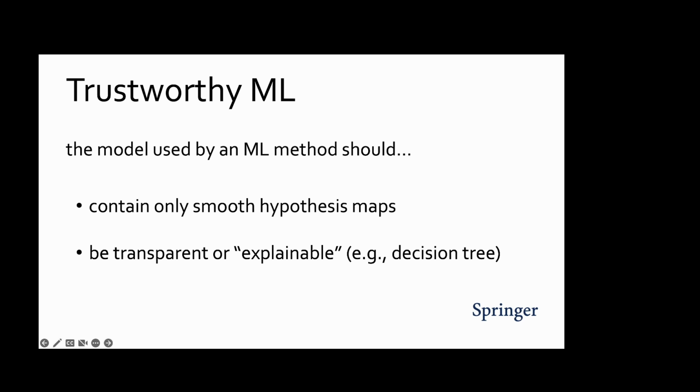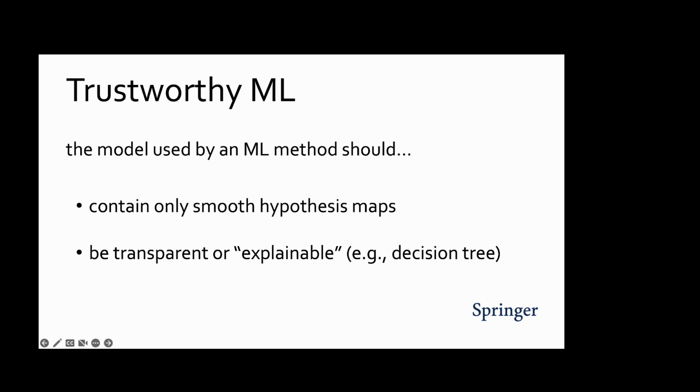To ensure trustworthy machine learning, we must choose a model that consists of smooth hypothesis maps. A smooth hypothesis delivers similar predictions for data points whose features differ only slightly. Another requirement for trustworthy machine learning is its transparency or explainability. Roughly speaking, we prefer models that can be comprehended to some extent by the human user of the machine learning method.